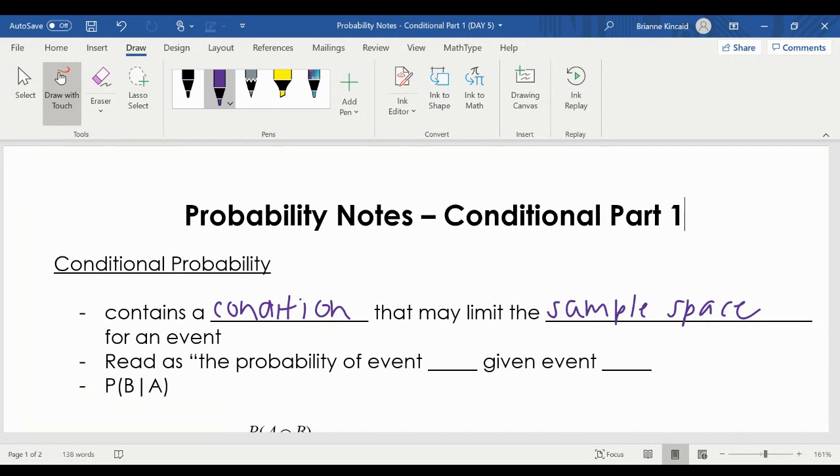Your formula for this, you can see, is the probability of B, and then you have a bar, A. The way that we read this is the probability of event B given event A. So as you can see here, we can think of this bar as a fraction, and the probability of A is going to be your denominator.